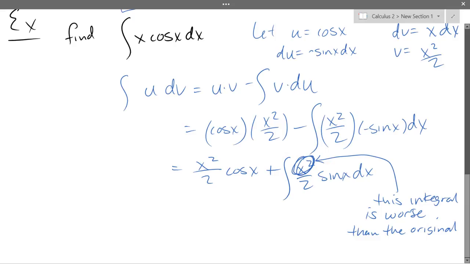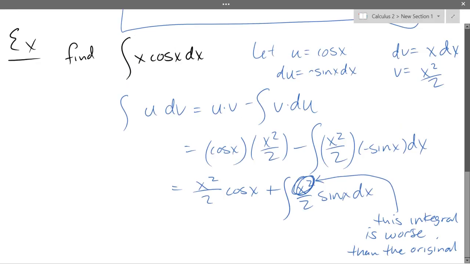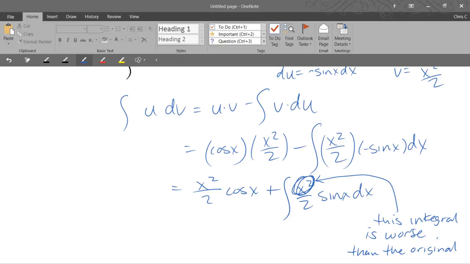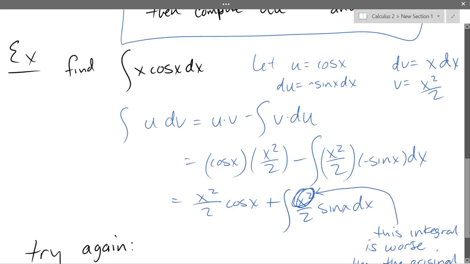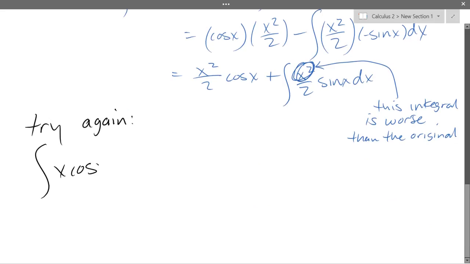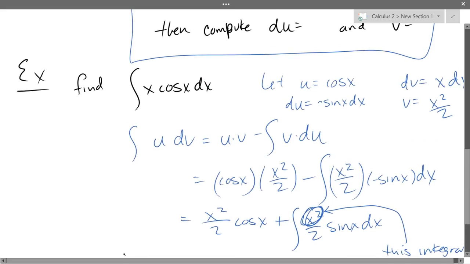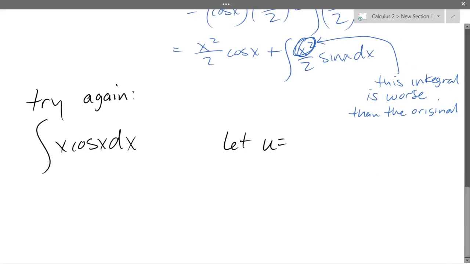All right, so I chose a bad u and dv. So let's make the opposite choice this time. I'm gonna start over in the black marker. So we're gonna try again. Integral x cos x dx. All right, the other choice: I went with cos x last time, so let's just go with regular x for u.